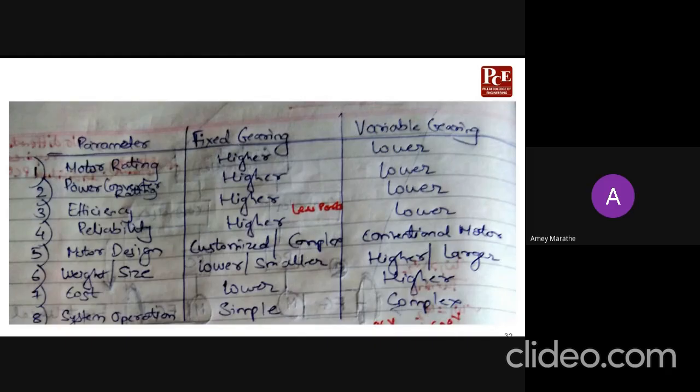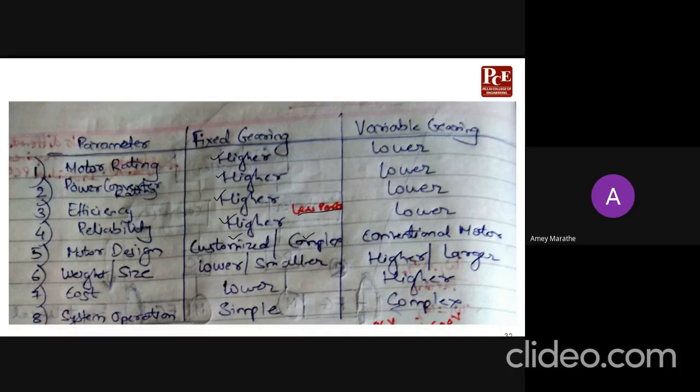So when we talk about fixed gearing and variable gearing, in fixed gearing the motor rating should be high. In variable gearing, it can be low. Power converter rating should be high. Efficiency of fixed gearing is higher. Reliability is higher. Why reliability? Because it has fewer parts. Motor design can be customized, but at the same time, it can be complex.